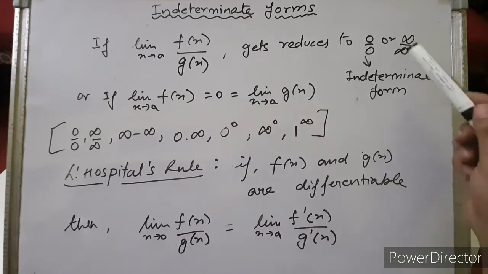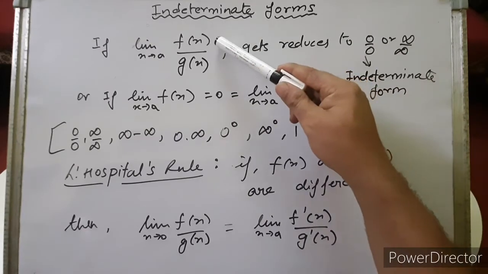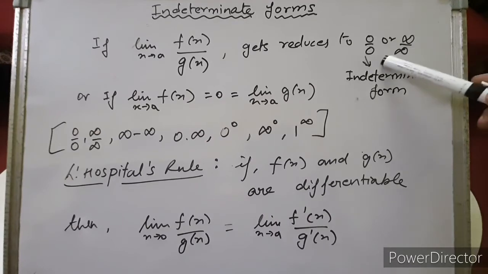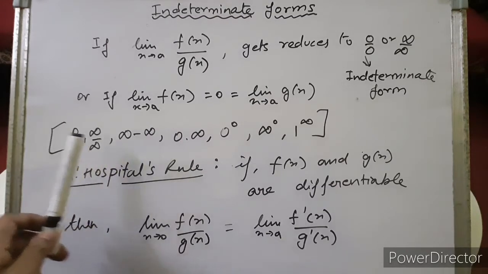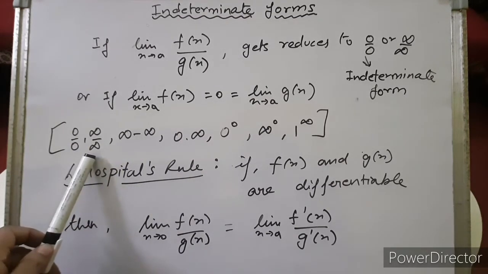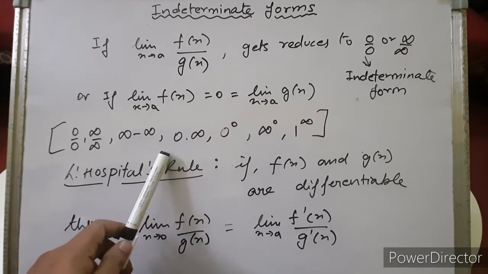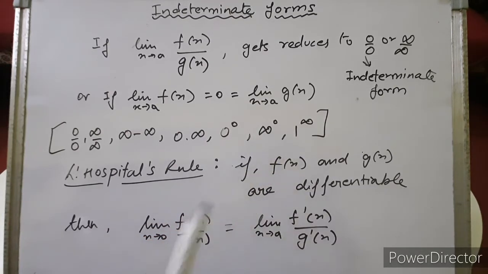Then what form will we get? We'll get 0 upon 0 form. Or when we put x equals a in f(x) and g(x), we get infinity upon infinity form. Then this 0 upon 0 form and this infinity upon infinity form are called indeterminate forms. There are a few more indeterminate forms: infinity minus infinity, 0 into infinity, 0 to the power 0, infinity to the power 0, or 1 to the power infinity. All these 7 are indeterminate forms.